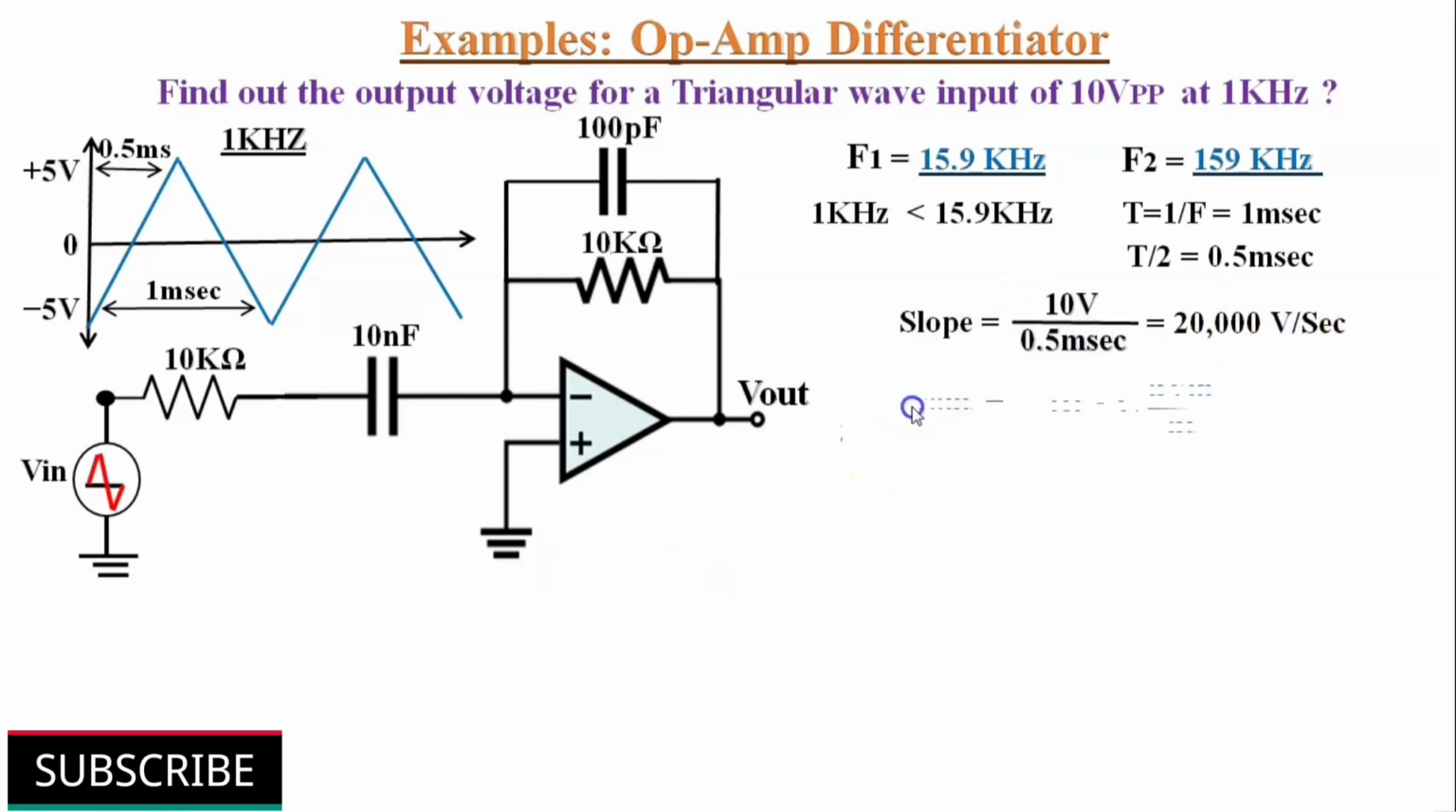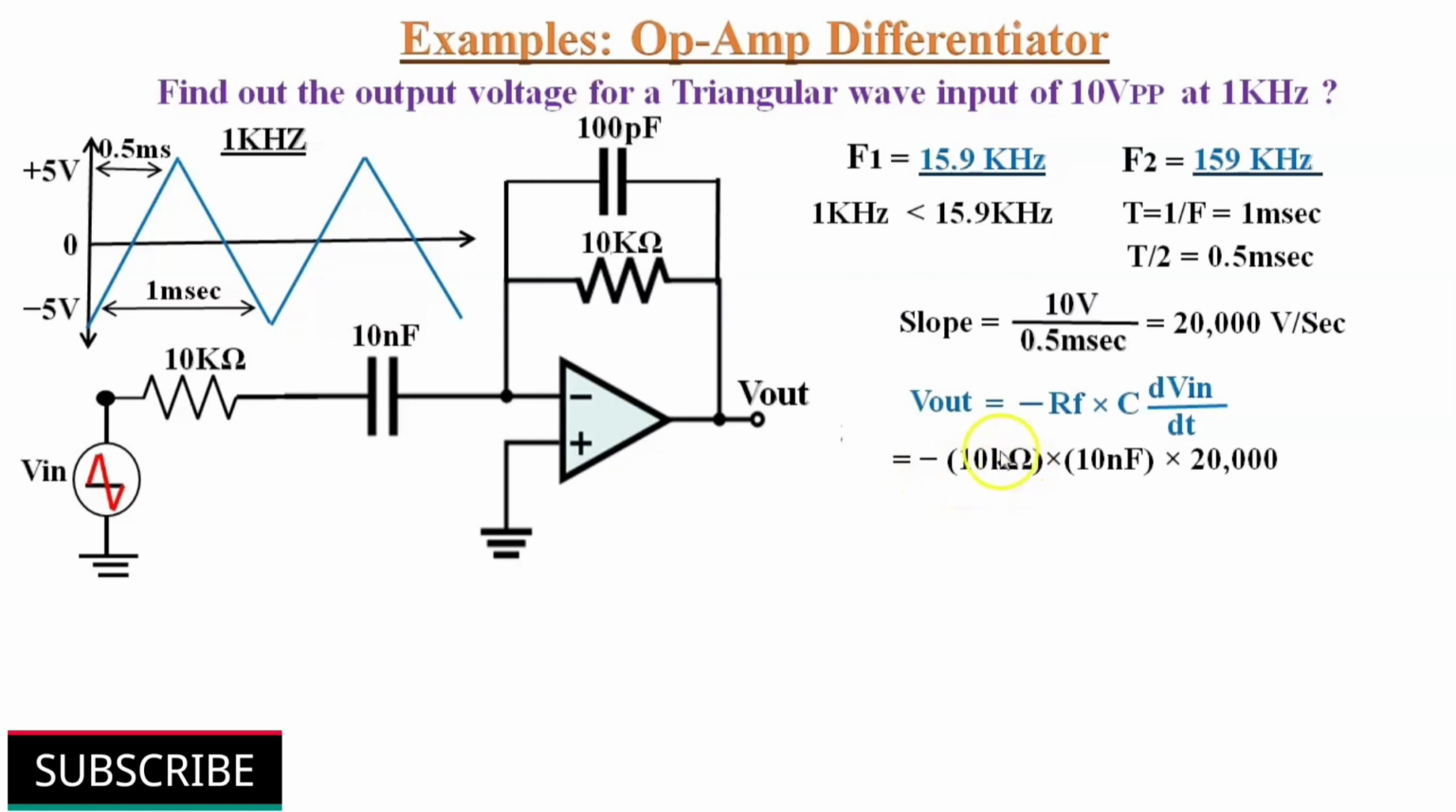Our formula for Vout equals minus Rf multiplied by C dVin divided by dt. Here dVin by dt represents the slope of the input signal, that is 20,000 volts per second. Let's insert the values: minus of 10 kilo ohm multiplied by 10 nanofarad multiplied by 20,000. That gives minus 2 volt. So our output voltage peak is 2 volt with inversion.